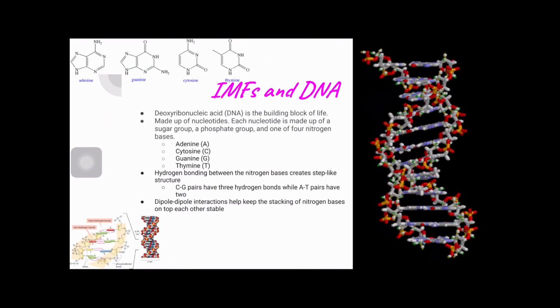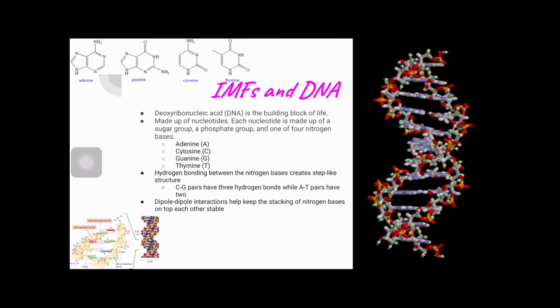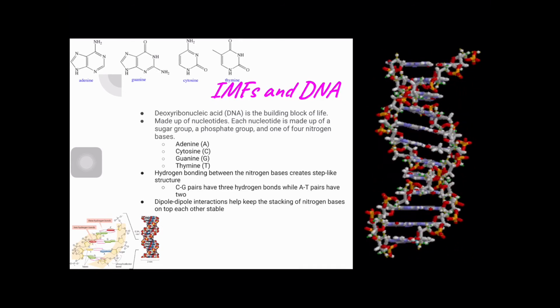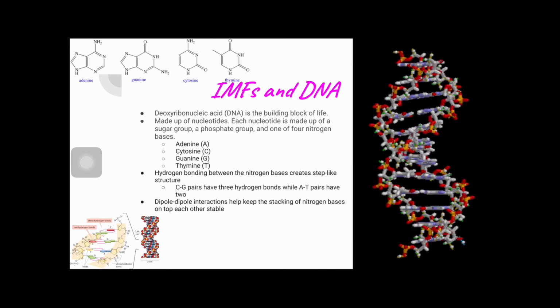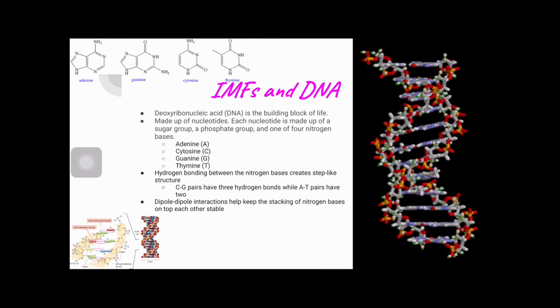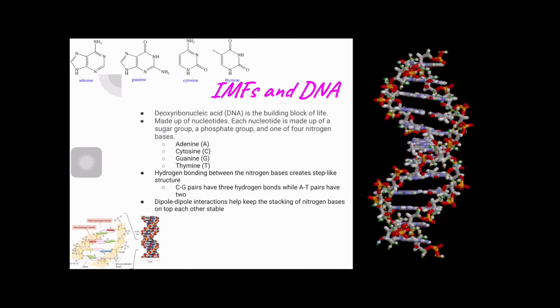DNA is the building block of life. It is like an instruction manual that determines all the biological characteristics of a creature. It is made up of nucleotides, which are a combination of a phosphate group, a sugar group, and one of the 4 nitrogen bases that are found in DNA. These are adenine, cytosine, guanine, and thymine, each commonly abbreviated by the first letter.